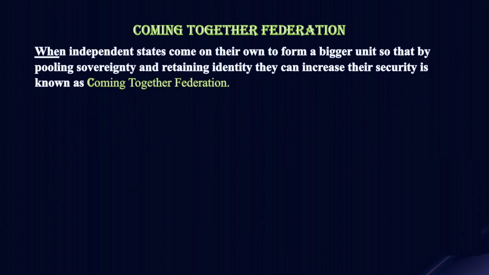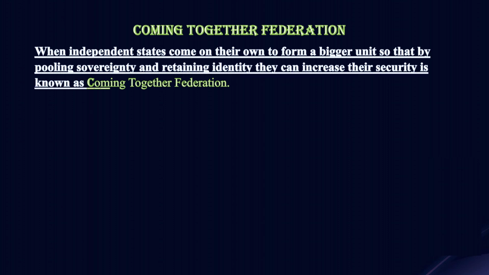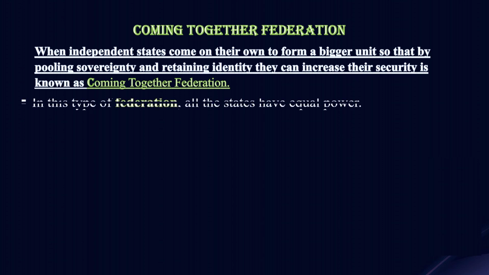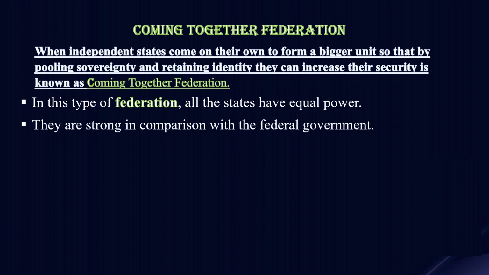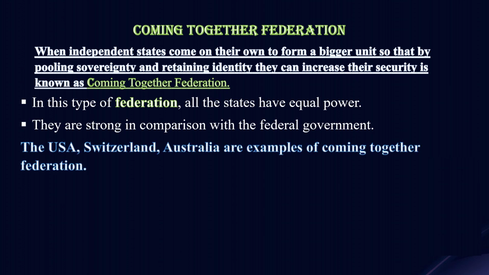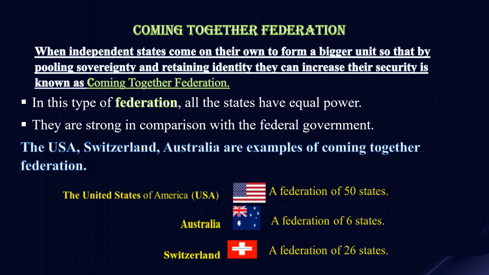In short, you can write, when independent states come on their own to form a bigger unit so that by pooling sovereignty and retaining identity, they can increase their security, it is known as coming together federation. In this type of federation, all the states have equal power and they are strong in comparison with the central or federal government. The USA, Switzerland, Australia are examples of coming together federation. The USA is a federation of 50 state members. Australia is a federation of 6 state members. And Switzerland is a federation of 26 state members.